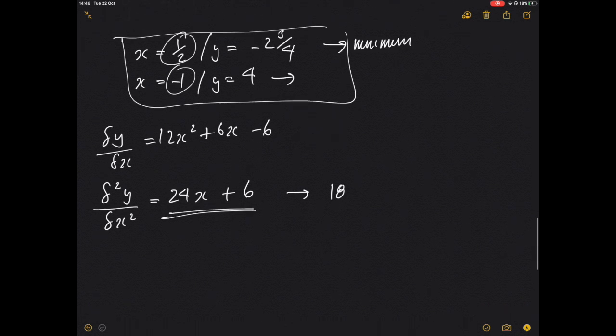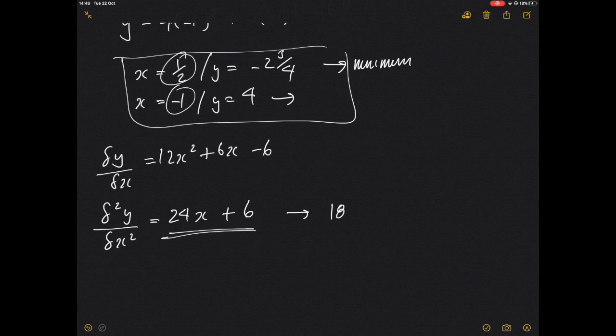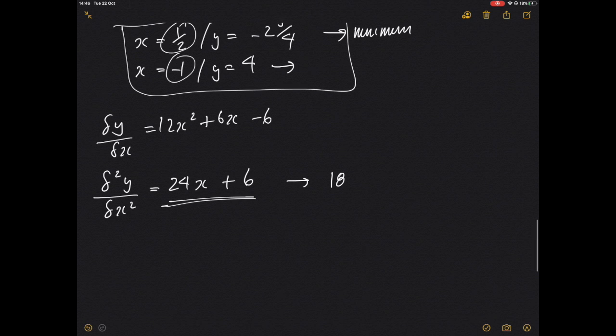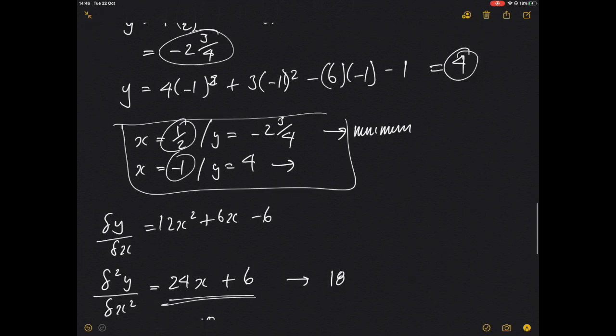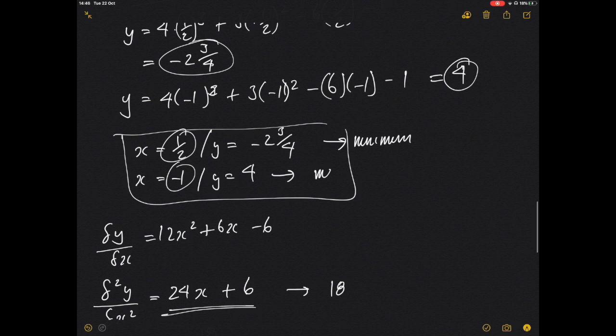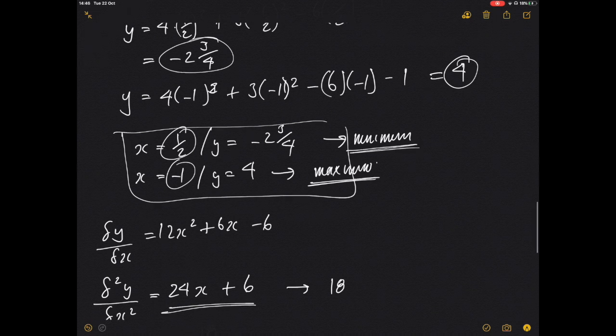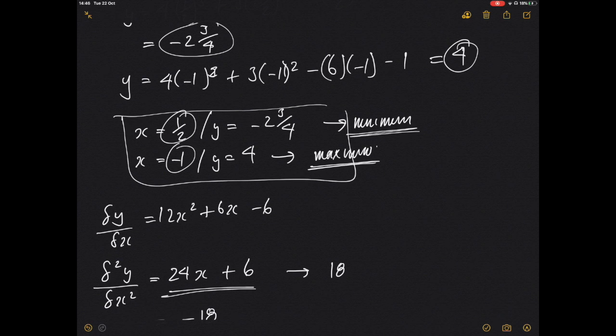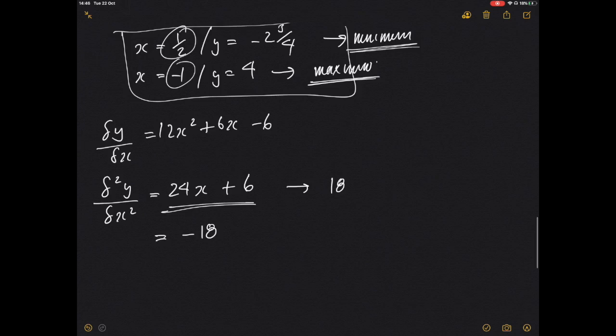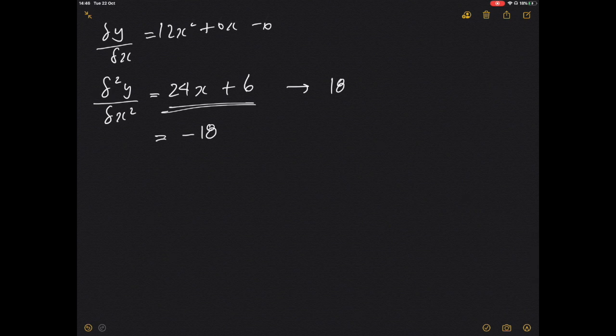And for our second one, if we put in negative 1 times 24 plus 6, that would give us minus 18. So therefore, that would have to be a maximum turning point. So what we've done here is create the full descriptor. We know the locations of our points, and we know if it's a peak or a trough, if it's going up and coming down, or going down and coming up. And that's what differentiation helps us do.